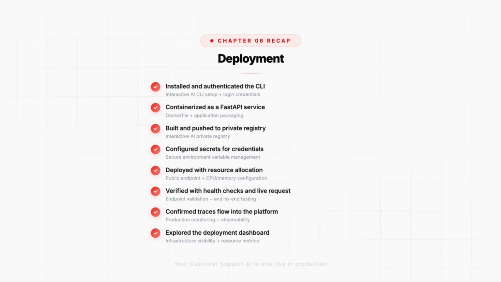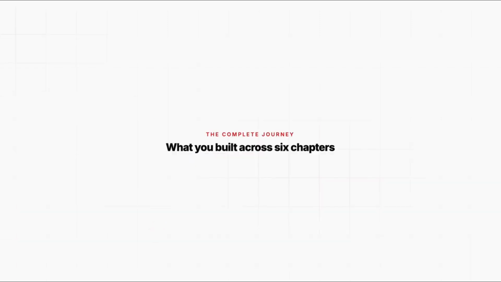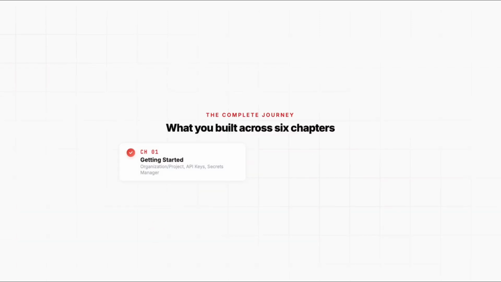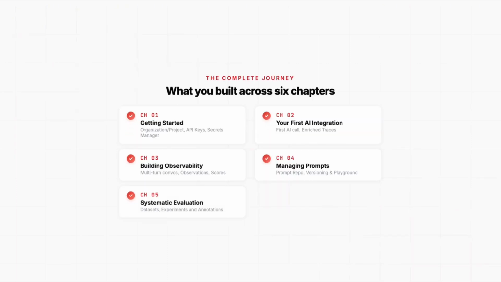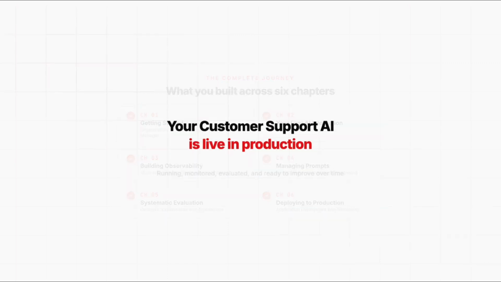This also completes the entire tutorial series. Over these 6 chapters, you've gone from creating your first project and generating API keys, through building observability, managing prompts, setting up systematic evaluation, and now deploying to production. Your customer support AI is running, monitored, evaluated, and ready to improve over time.